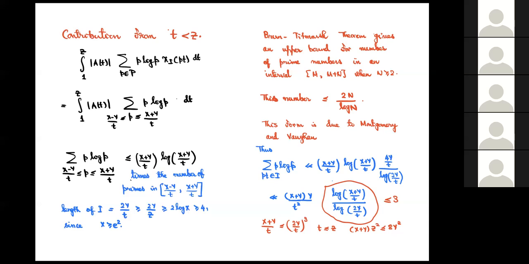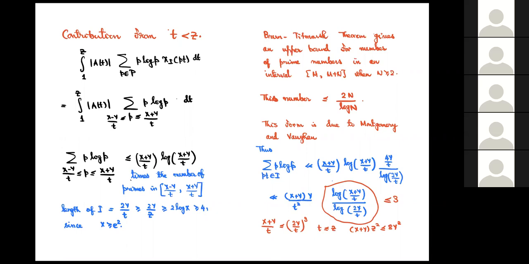It's very trivial, but a small point to check. Okay. Therefore, I have to count the number of prime numbers in an interval of length 2y by t. And I need to have a method for doing this.